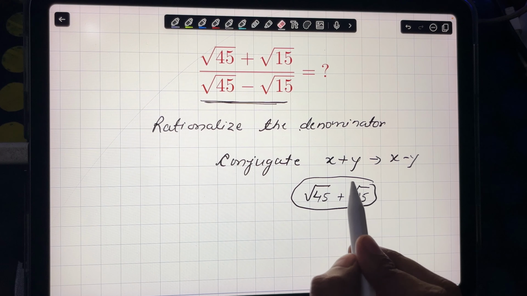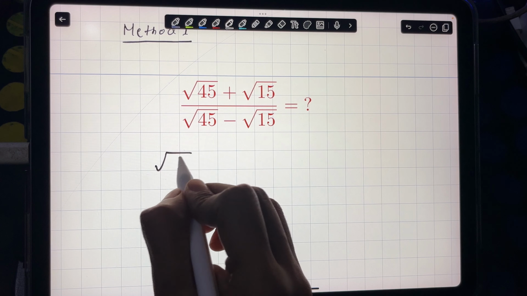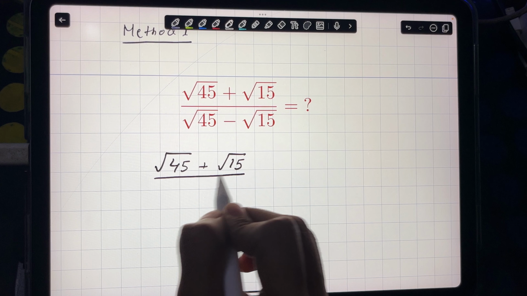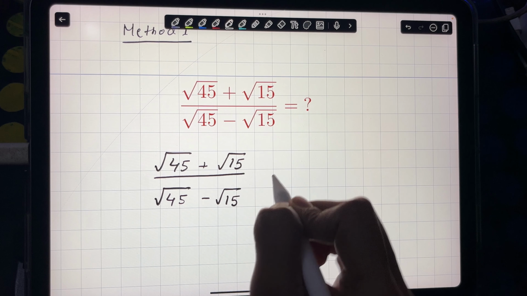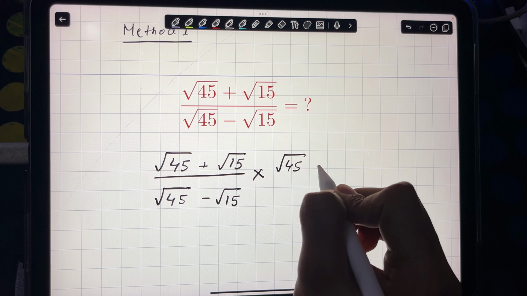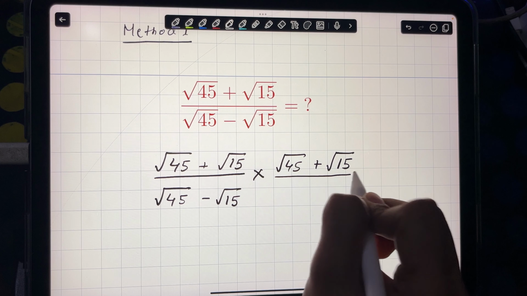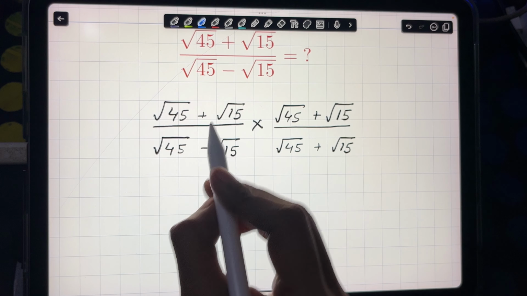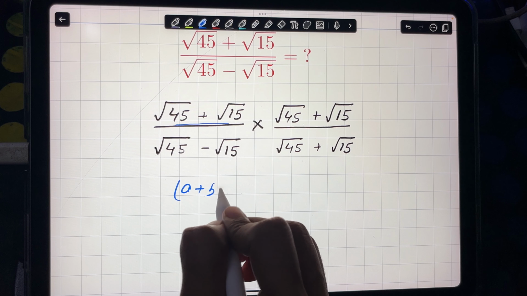So there are two methods. So let's first follow method 1. So we have square root of 45 plus square root of 15 upon square root of 45 minus square root of 15. We multiply and divide by the conjugate, that will be square root of 45 plus square root of 15 upon square root of 45 plus square root of 15. Now this is in the form of a plus b times a plus b, so it will be a plus b whole square we can write.